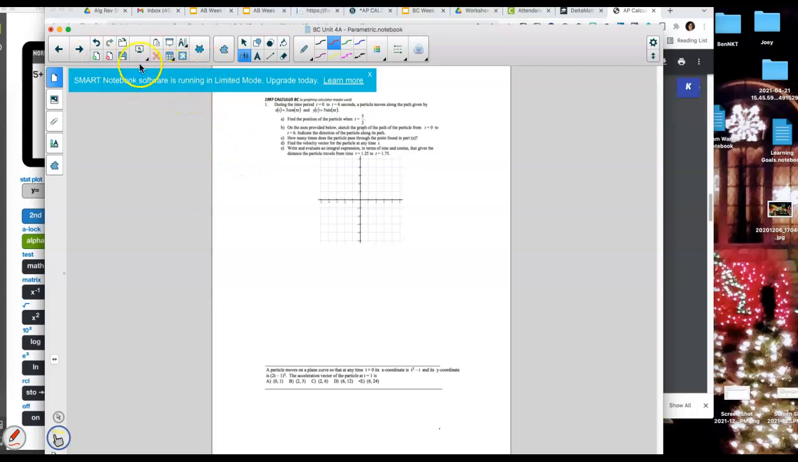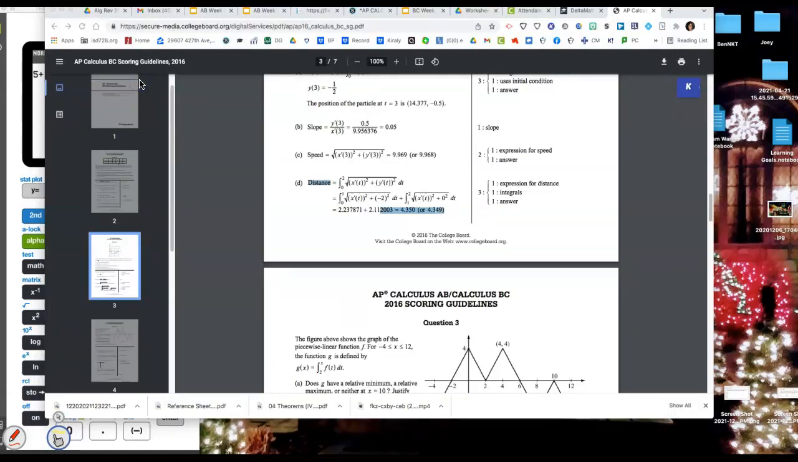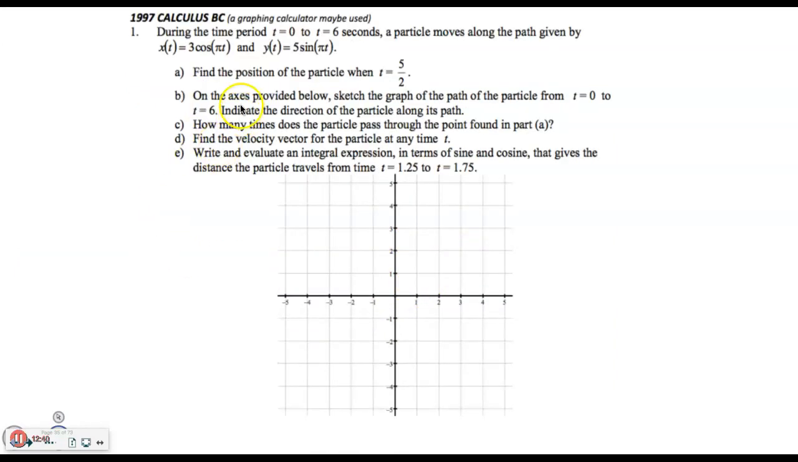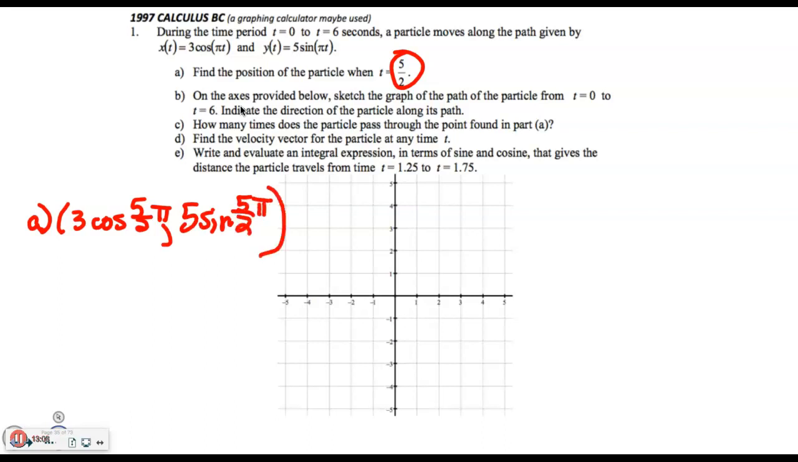All right, so our next one is going to be this guy. It's an old one, but it does say it was calculator active. And again, I try to find them when they're weird. So the first part says to find the position when they're given the position. So that's just a plug and chug. So let's just go to A, and we're supposed to just do the position, which would be 3 cosine of 5 halves pi when t is 5 over 2. And then we'd have to do 5 sine of 5 halves pi. All right? So it's just a position.